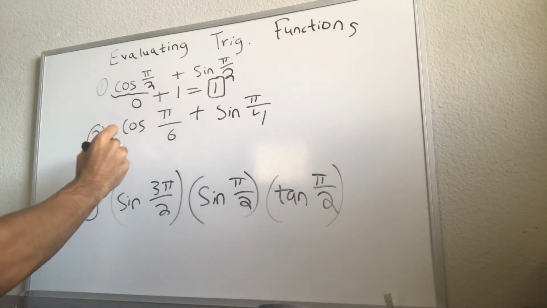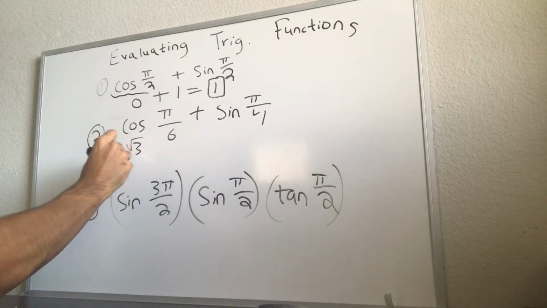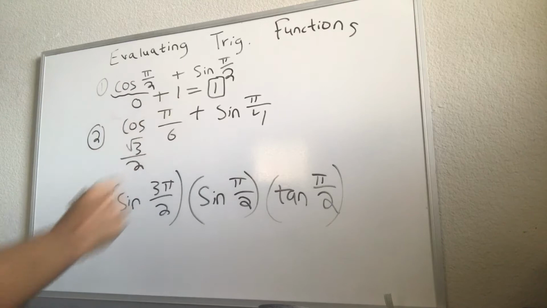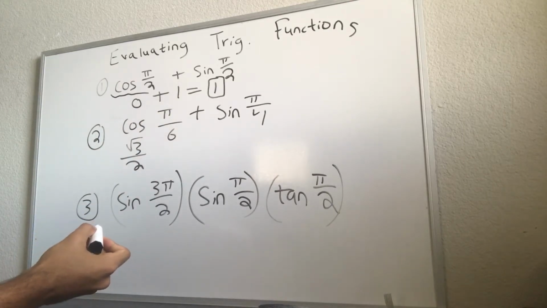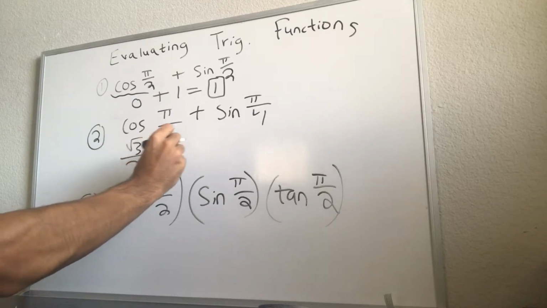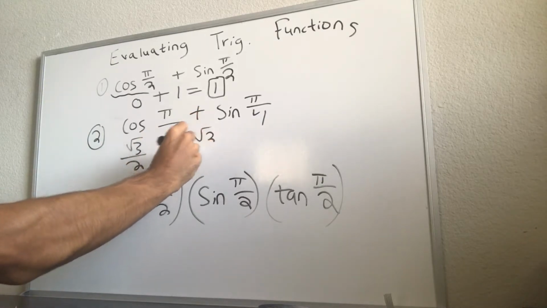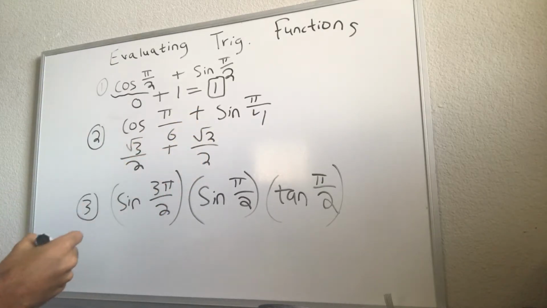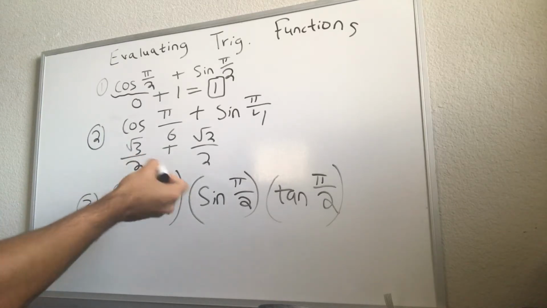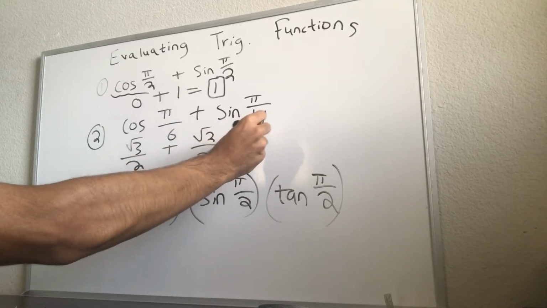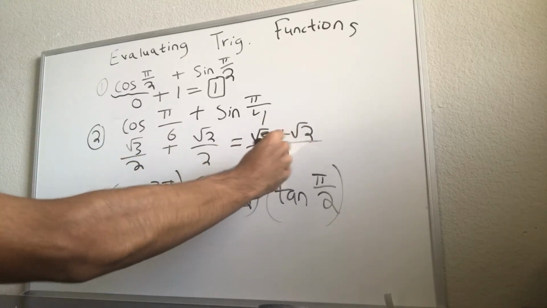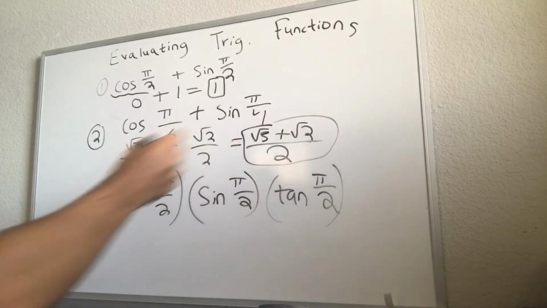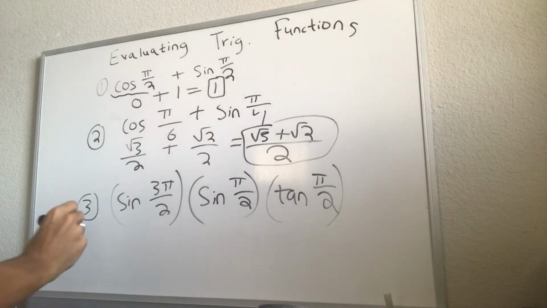So cosine of pi over 6, as we know, is √3 over 2. Sine of pi over 4 is the same thing as cosine of pi over 4, because that's just 45 degrees. So we would add this to √2 over 2, and we have a common denominator of 2 here, so you can directly add this, and the final answer will be √3 plus √2 all over 2. So this will be our answer for question 2.